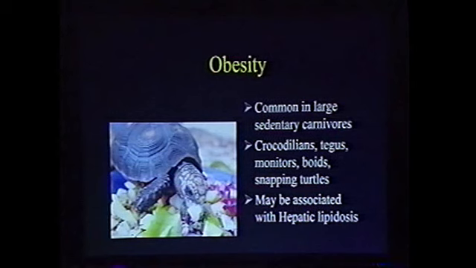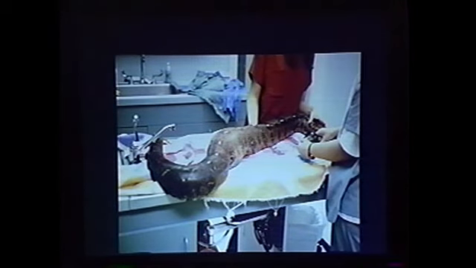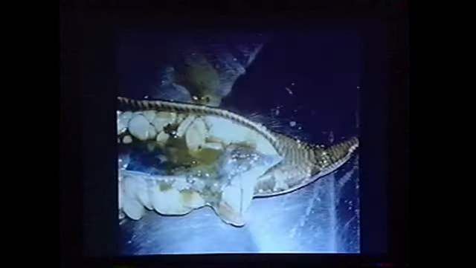Obesity is common in large sedentary carnivores: crocodilians, tegus, monitors, boids, and snapping turtles. And it can be associated with hepatic lipidosis. This is an obese python that also has a mass in the caudal third of the body. These are the fat bodies of an obese python.